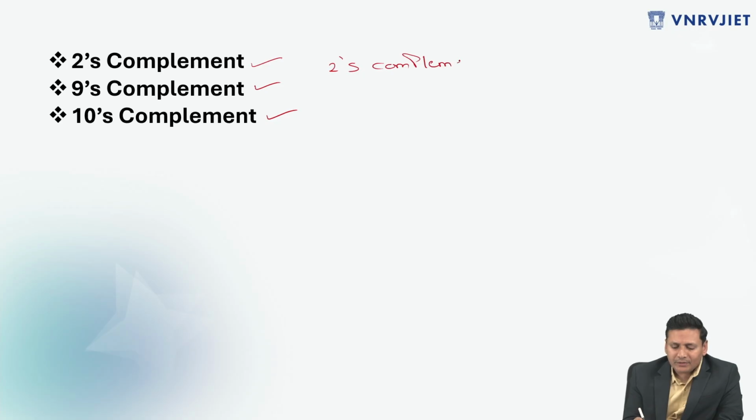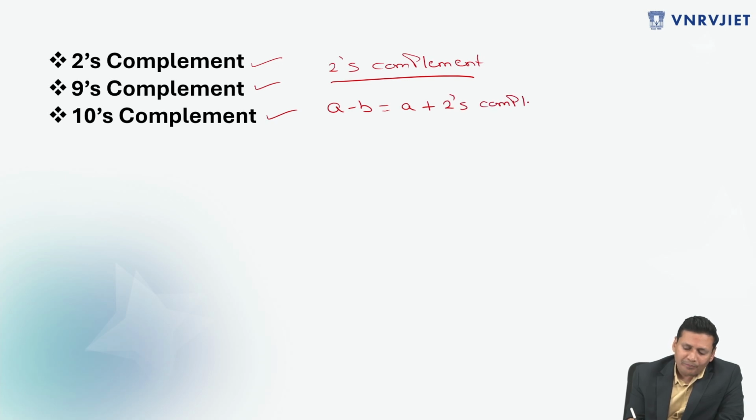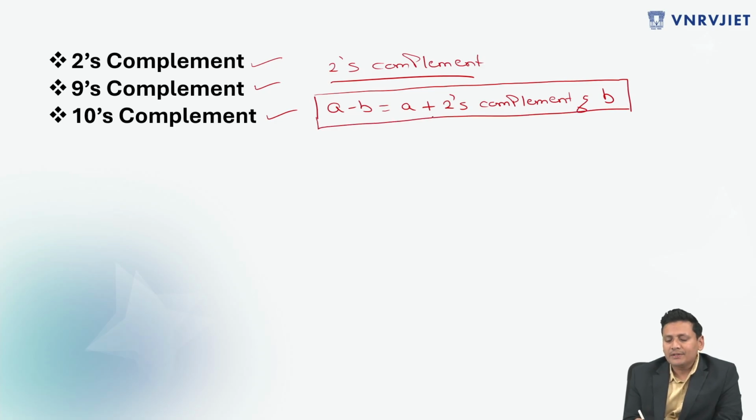There are a few steps which we will note down. To perform A minus B, A minus B is equal to A plus 2's complement of B. Clear? Now in this formula you can see that we want to perform a subtraction, but we have done that using only an adder circuit. You can see a plus symbol over here. So A minus B is equal to A plus 2's complement of B.